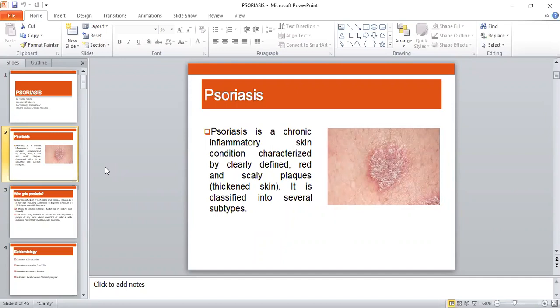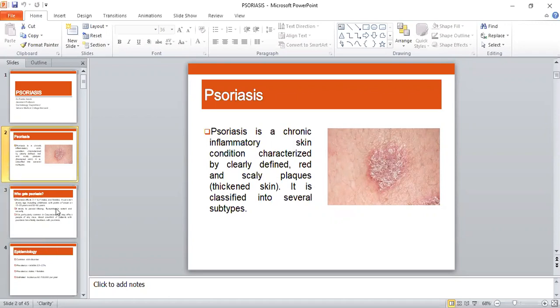Psoriasis is basically a chronic inflammatory skin condition characterized by clearly defined red and scaly plaques. Thickened skin, and it is classified into several subtypes. Specifically, you can see this picture. It's a bit different from the normal skin. It's a thickened plaque with erythematous look, but you have seen the silvery scales. You can see the silvery scales on top of it. So these are basically thickened scaly plaques, and this is called psoriasis.